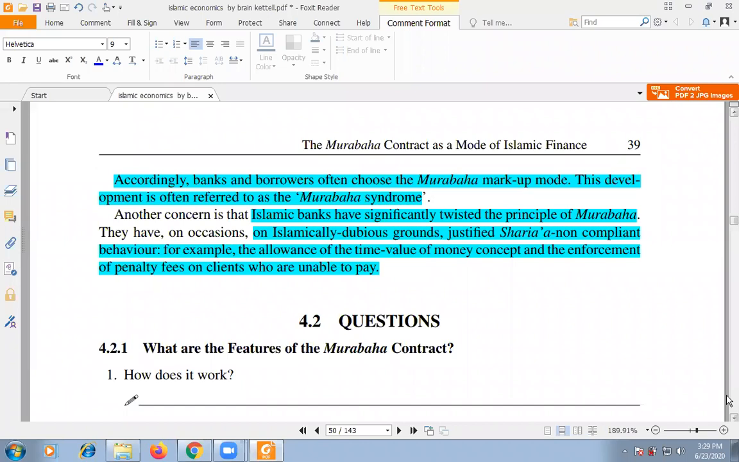So one very important point here, very important for students. Some Islamic banks work with the Murabaha mode of financing, but some banks significantly twisted the principle of Murabaha, based on some doubtful bonds. Further, they justify Sharia non-compliant behavior. Like they introduced the allowance of the time value of money. That is like interest.